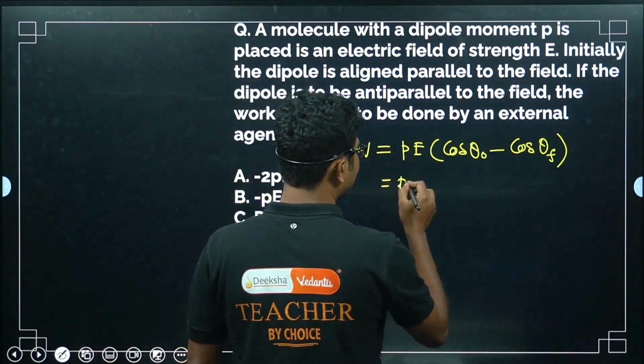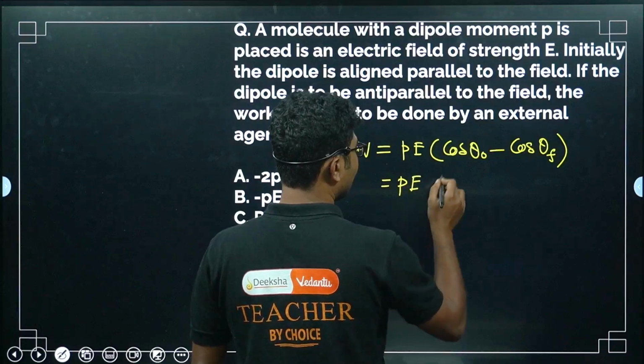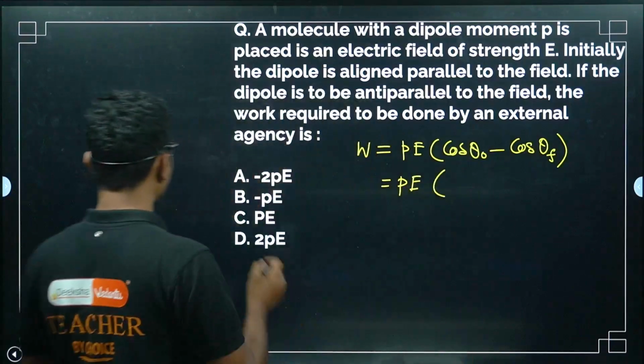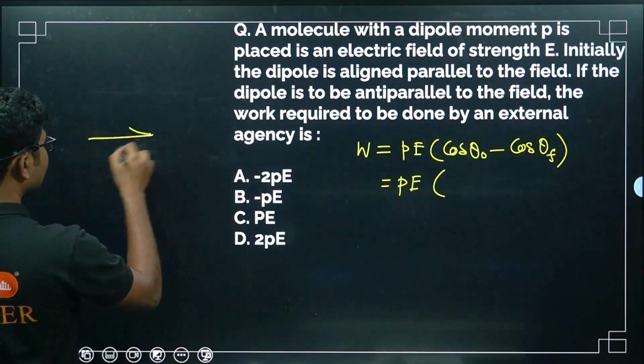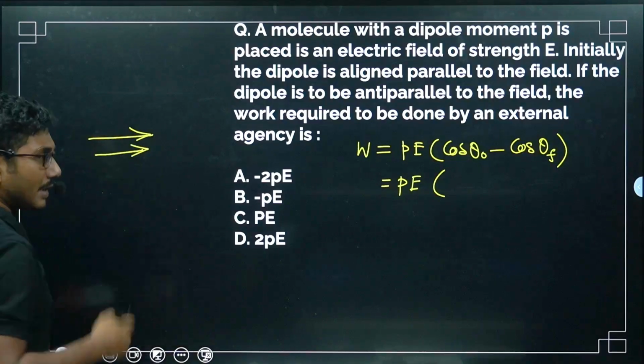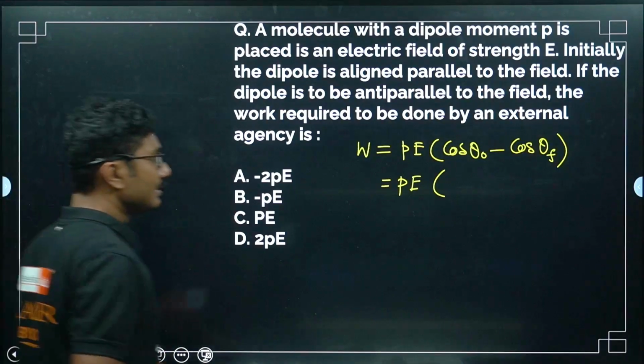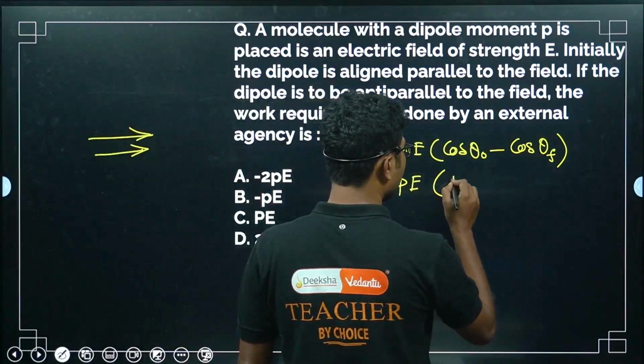P is given as P only, E is also given as E only. Cos theta, initially it was parallel, right? So the electric field is in this direction, P is also in this direction, so the angle is 0. Cos 0 means 1.